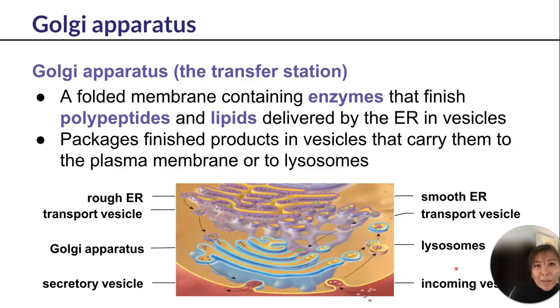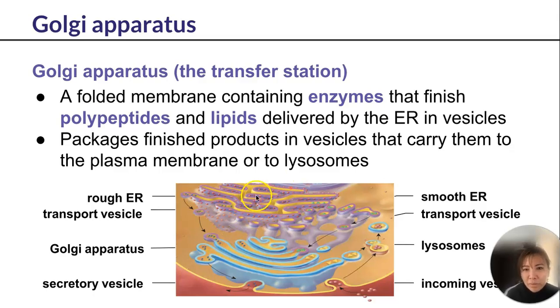Let's look at the Golgi apparatus in a little more detail. As we mentioned, this is the transfer station. It's going to help transfer all of the different proteins and lipids that were synthesized in the ER. It's going to help put them into vesicles that we can then package up. So it's going to sort, it's going to package. It's kind of like a delivery system.